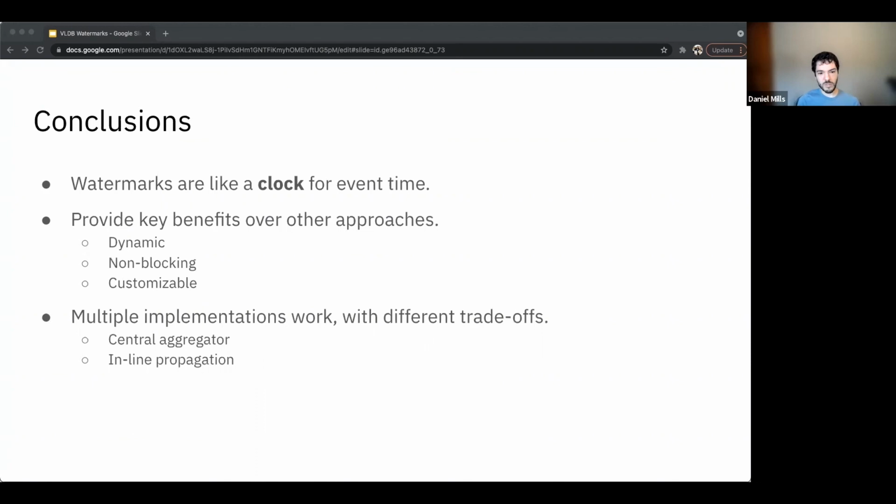Yeah, in conclusion, watermarks are essentially a clock for event time, and they provide a couple of key benefits, namely dynamic disorder handling, non-blocking consumption, and a high degree of customizability. What we've shown is that multiple implementations work with some different trade-offs, both using a central aggregator or doing inline propagation of watermarks in the data channel.